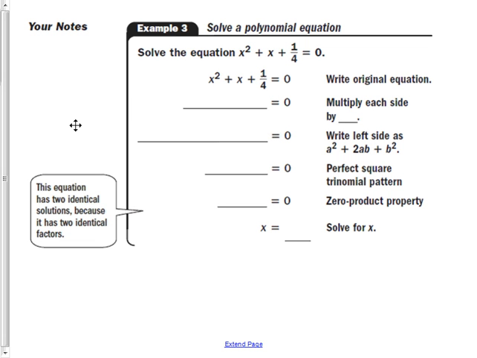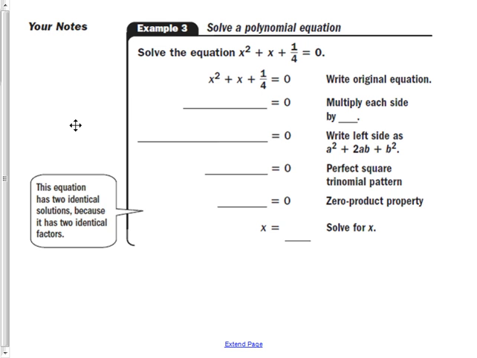Now let's take a look at example 3, where we're actually going to use our factoring skills to solve a polynomial equation. But this particular equation will involve a perfect square trinomial. So the original equation is x squared plus x plus 1/4. We're going to use a technique called clearing fractions.